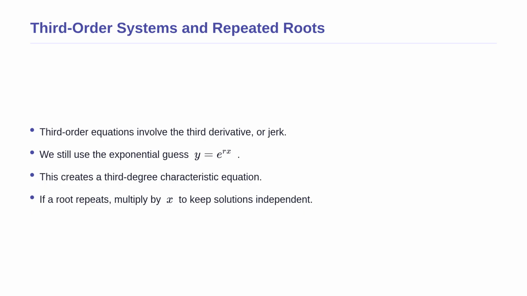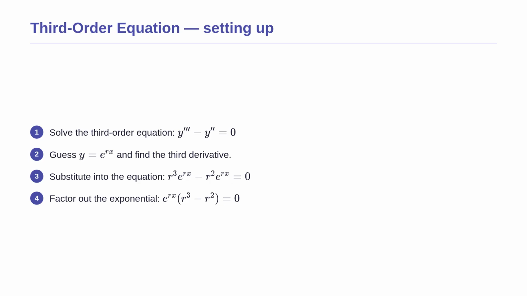We use our exponential guess to turn calculus into algebra. However, because it is a third-order equation, we will end up with a third-degree polynomial, which means we need to find 3 roots. Sometimes the algebra gives us the exact same root more than once. When a root repeats, we must multiply the second instance by the variable x to ensure our building blocks remain mathematically independent. Let us apply this to a slightly more complex example.